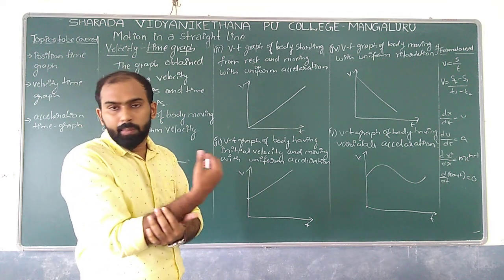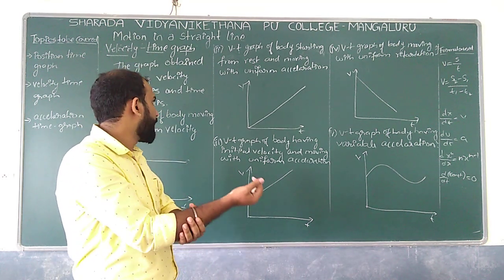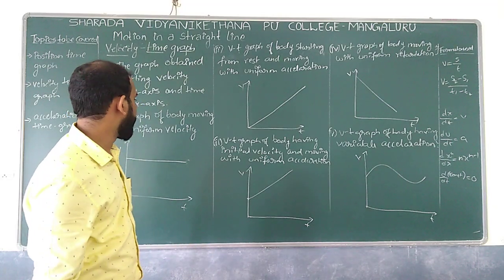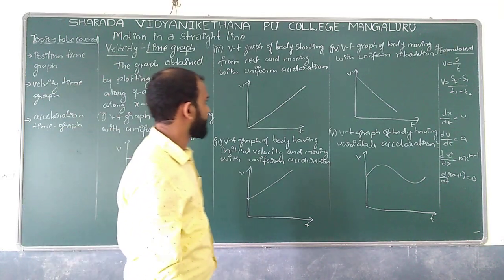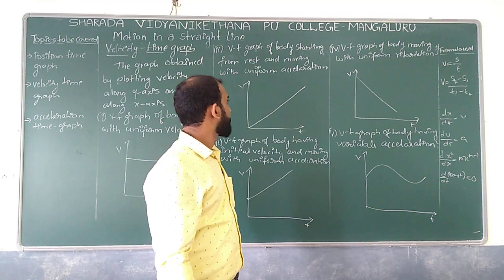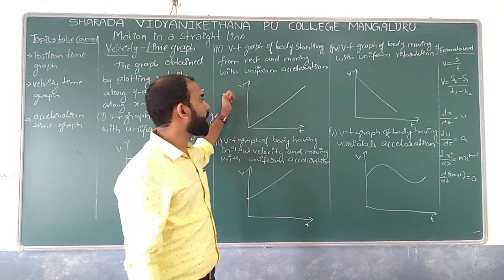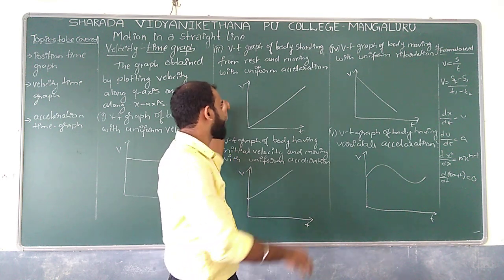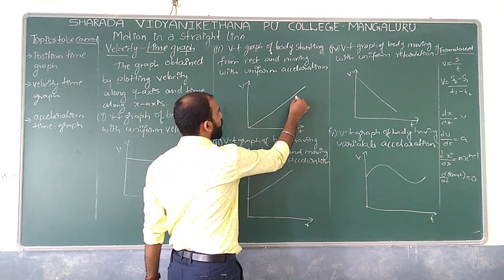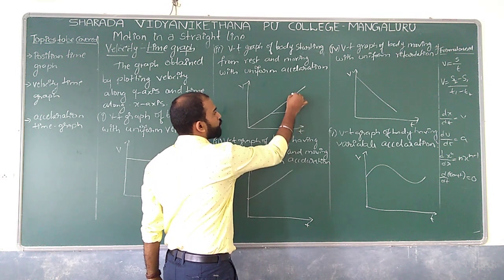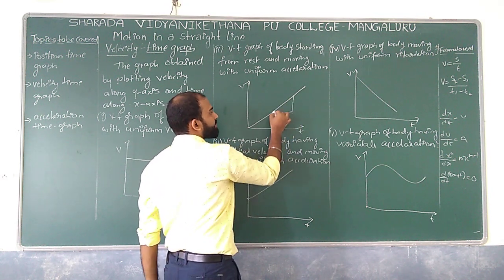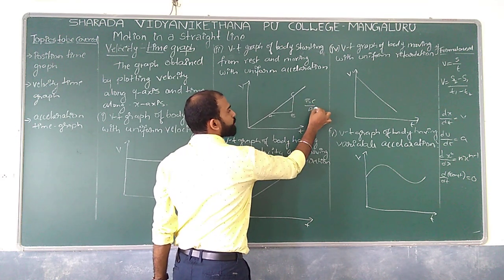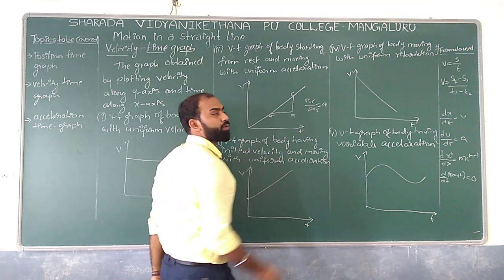The area under the particular VT graph, which gives what? Basically, which measures displacement. Okay, that's it. And one more thing you need to remember, that the slope of a velocity time graph gives acceleration. Which means if I take a slope of this, let us say A, B, C, BC by AB gives what? Acceleration. This you have to remember.